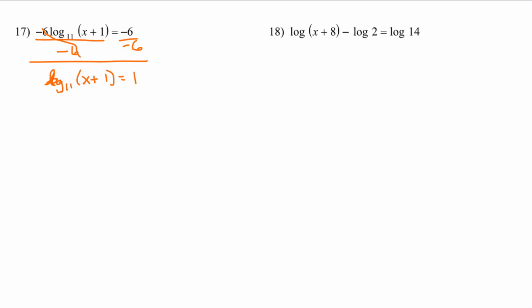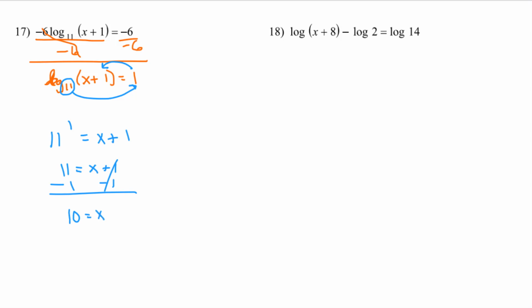Now we're going to do that fancy change to exponential form, starting with our base, which is 11. Then we move over here and grab our first power, and that equals the inside of our logarithm, which is x plus 1. So 11 to the first power is 11. So then we need to subtract 1, 10 equals x. Let's see, 10 plus 1 is 11, log base 11 of 11 is 1, negative 6 times 1 is -6, so that's the answer.